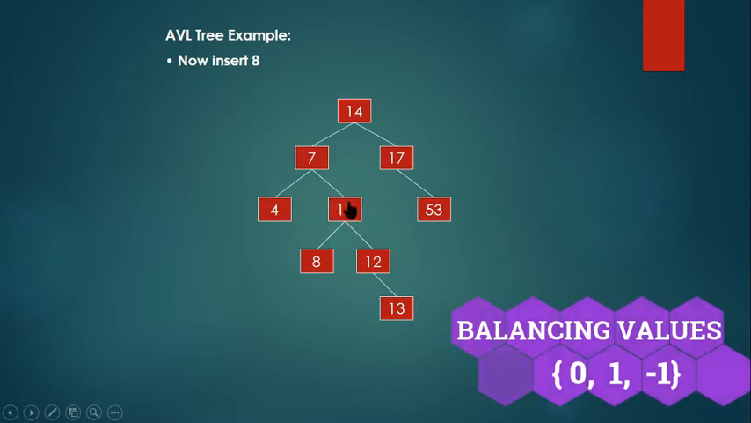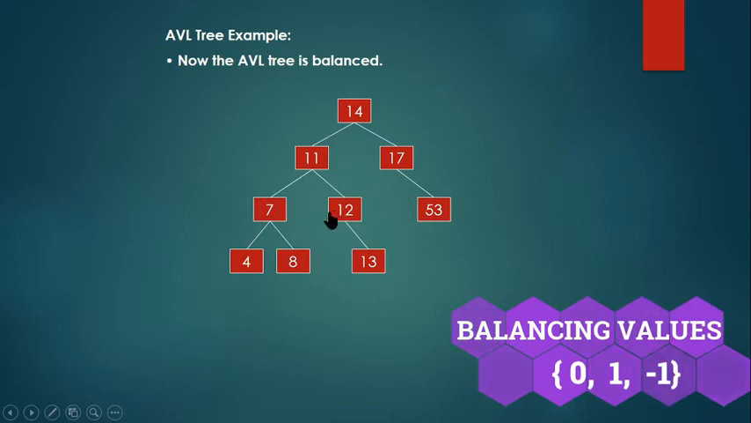So 7 should come down, 11 should go up. Okay. Now check the balance factors. For 7, 1 minus 1, 0. For 12, 0 minus 1, minus 1. For 11, 1, 2, 1, 2. 2 minus 2, 0. For 14, for 17, 0 minus 1, minus 1. For 14, go to the deepest one, either 11, 12, 13, or 11, 7, 8, or 11, 7, 4, all having the same height. So 3 minus 2, minus 1. Now the AVL tree is balanced.